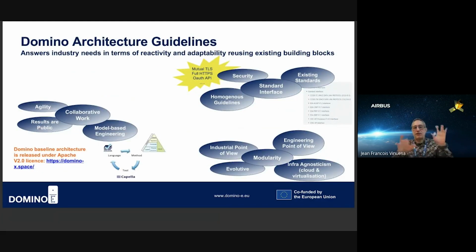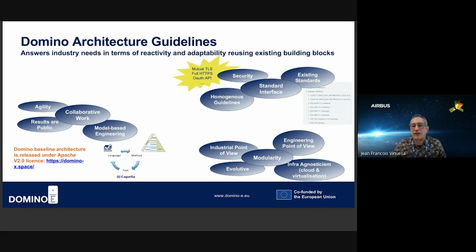This is a set of guidelines that we have developed for the domino, so I'm not going to go into more detail. Basically, our approach is a collaborative approach based on model-based engineering. On the Domino-E space webpage, you'll find the architecture, which is open and released under Apache, so you can have some idea of what it's doing. In the architecture, we define the interfaces using existing standards, nothing fancy, nothing new, only what is really efficient and useful for the ground segment.